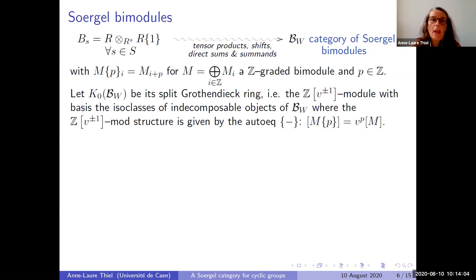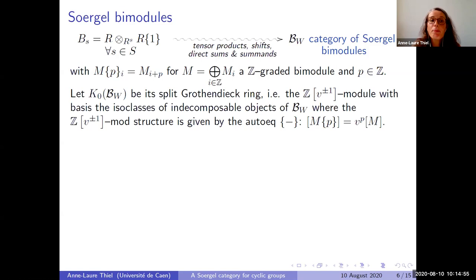And just the convention for the grading shift here: if I'm shifting a Z-graded bimodule M by an integer p, its i-th component is the (i+p)-th component of the original bimodule. And then we will consider the split Grothendieck ring of this Soergel category, which is a module over the Laurent polynomial ring in one variable with integral coefficients. And it has as basis the isoclasses of indecomposable objects of my category up to shift, obviously.